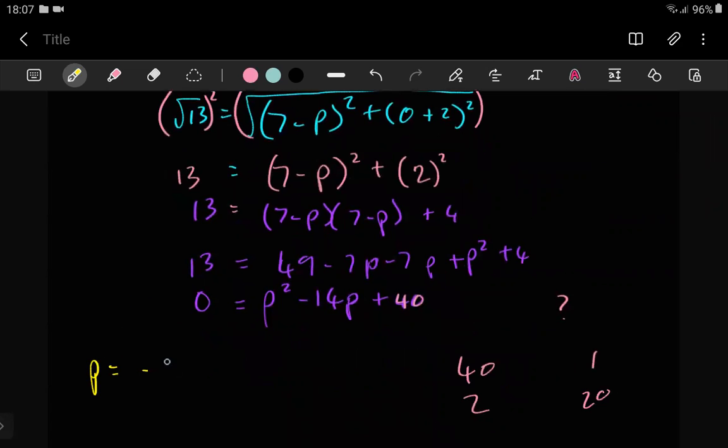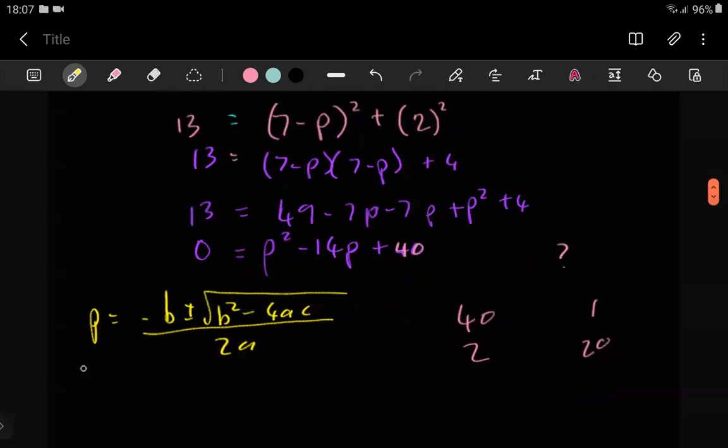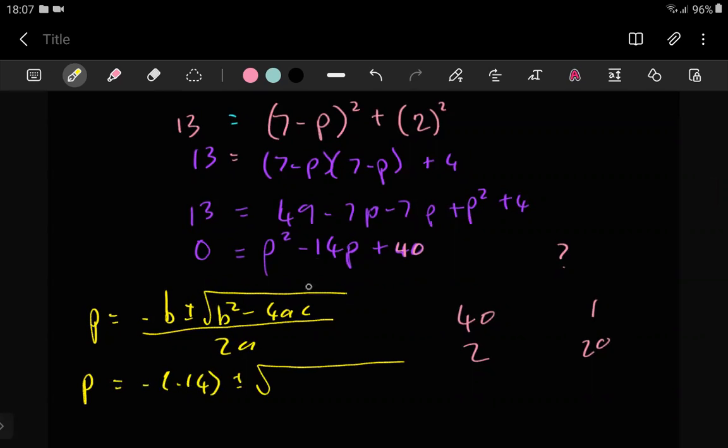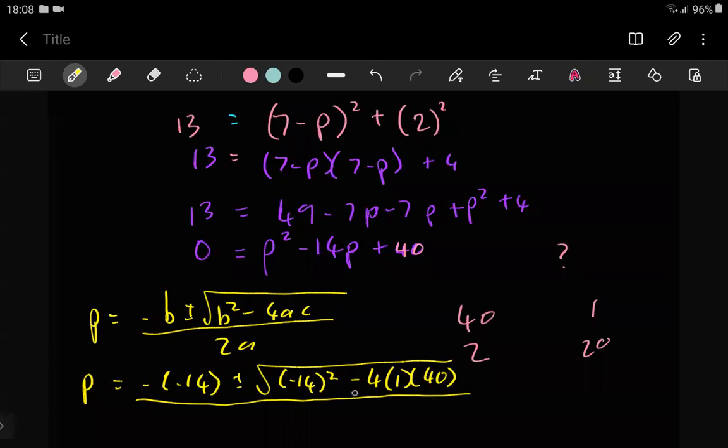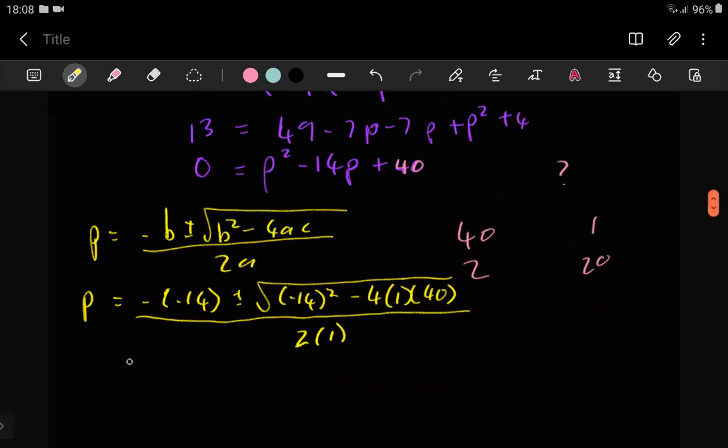p is equal to minus b plus or minus the square root of b squared minus 4ac, over 2a, right? And then p is equal to minus b plus or minus b squared, which is negative 14 squared, minus 4a, and then c is 40. The whole thing here over 2a. a is 1. What does this give you?